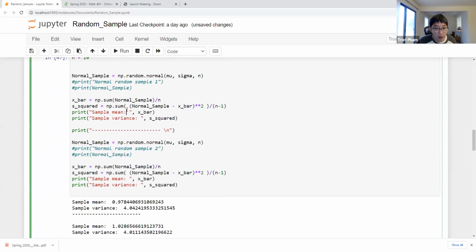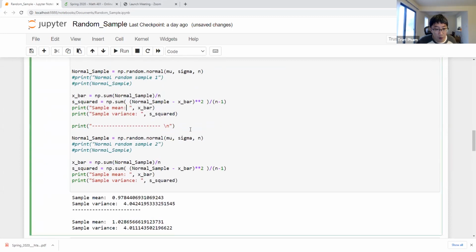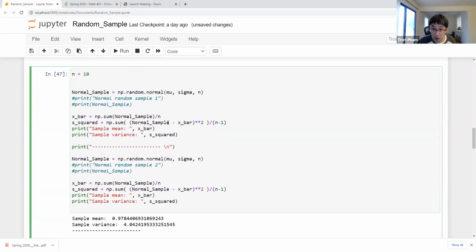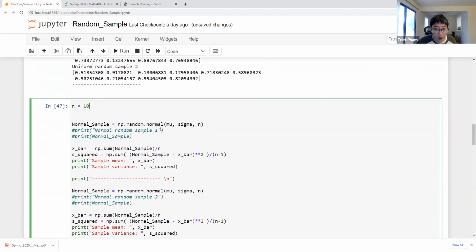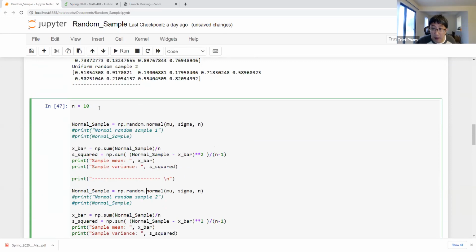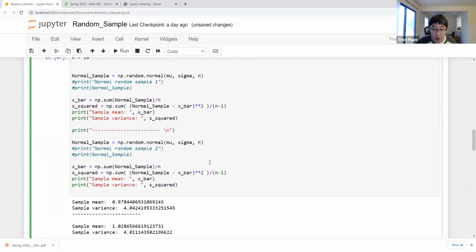And here is the part where I compute the sample mean and the sample variance for you. So here is the normal population with mean 1, variance 4, or sigma equal to 2. Here's a sample variance, here's a sample mean. Sample size equal to 10. First, I want to demonstrate the idea that sample mean and sample variance are random variables. What do I mean by that? Every time I resample, they come out to be different. Let's check.